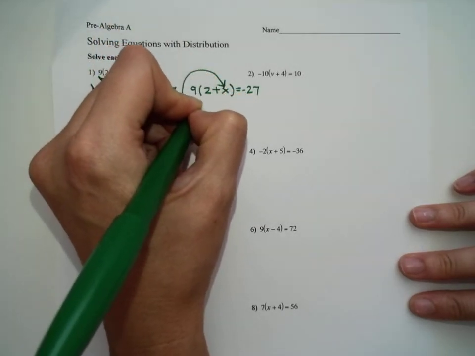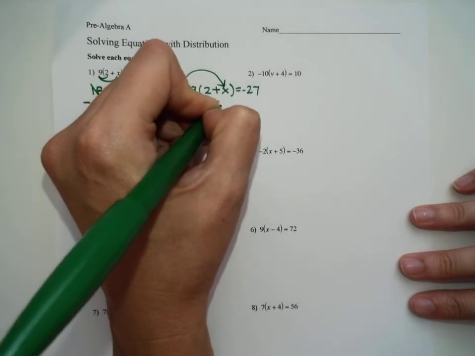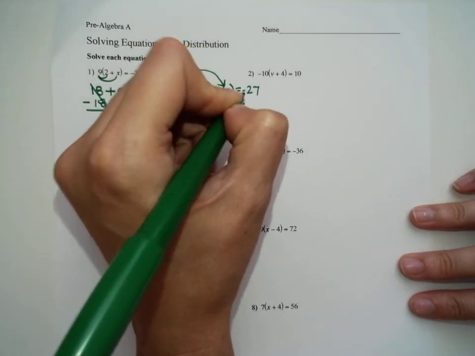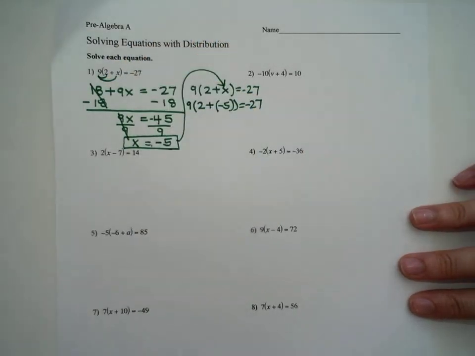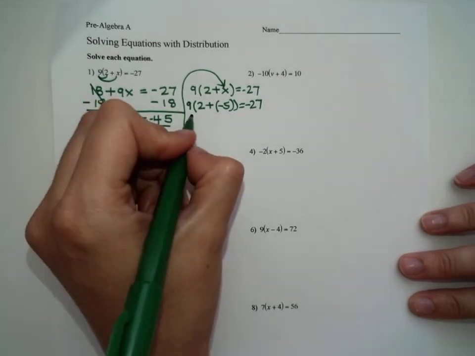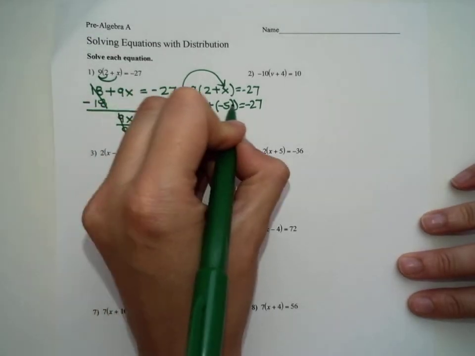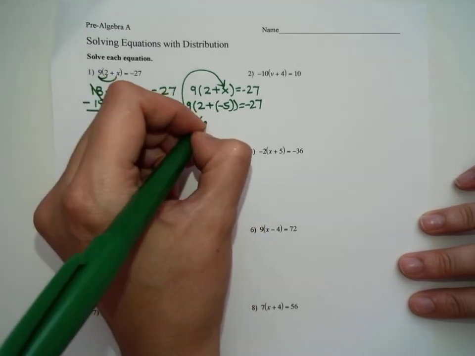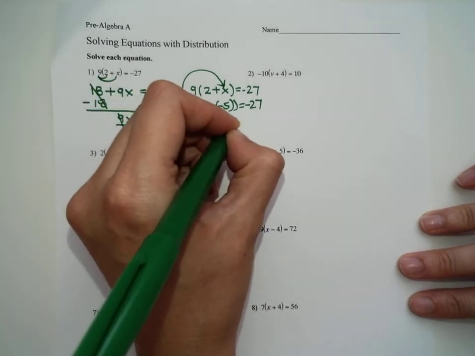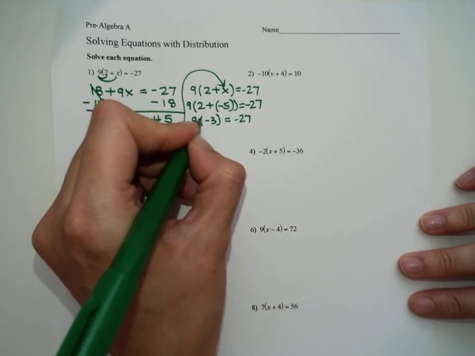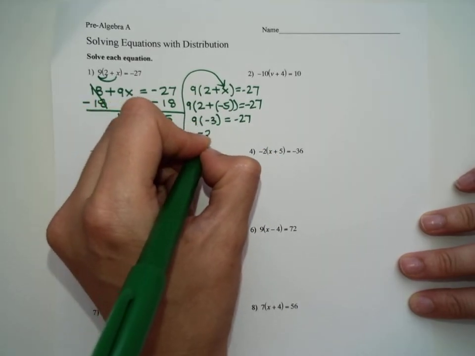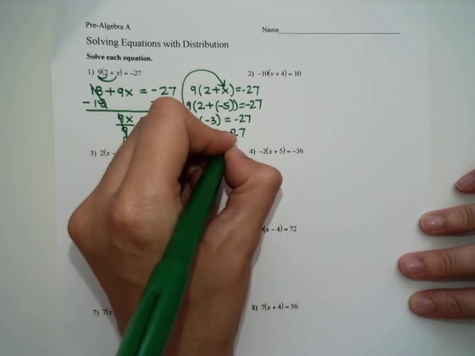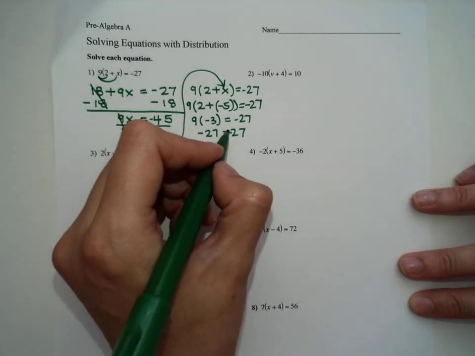So we have 9 times (2 plus negative 5) equals negative 27. So we're going to keep our 9. We're going to simplify our parentheses. So 2 plus negative 5 is negative 3. Does that equal negative 27? 9 times negative 3, yes, is negative 27. And so we know we solved correctly.